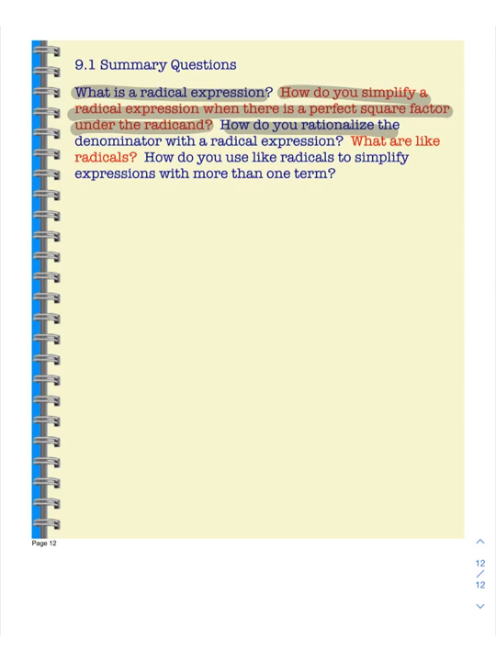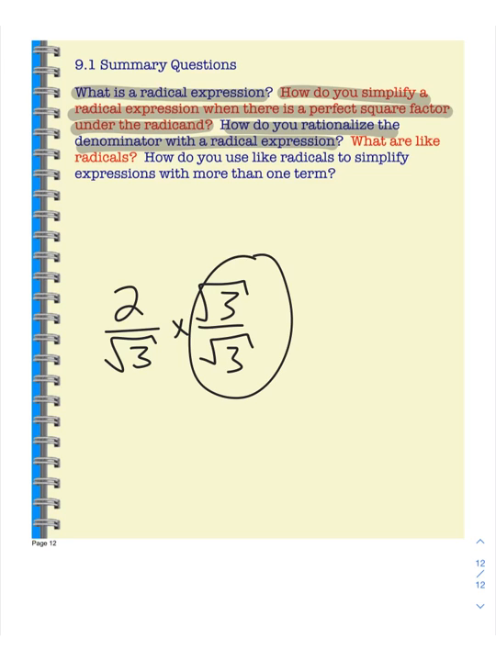How do you rationalize the denominator? Well, you multiply it by something that's equal to 1. So if you have square root of 3 on the bottom of a number, you're going to multiply it by square root of 3 over square root of 3, because that is equal to 1.